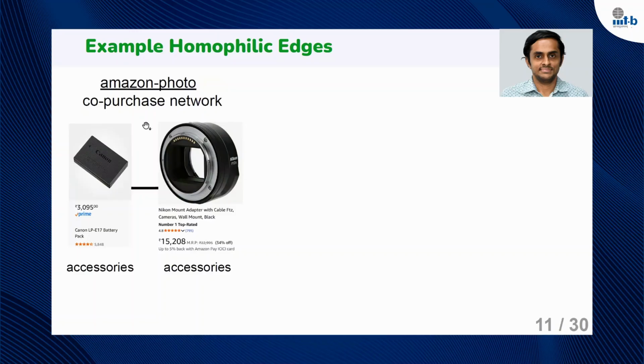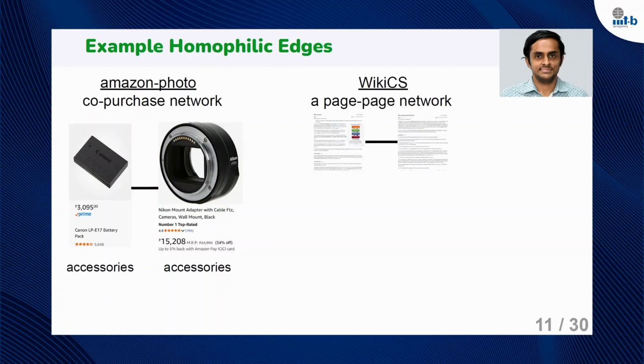So this is a homophilic example. If we look at this Amazon photo data set, you can see that items of the same type, for example accessories, tend to be co-purchased by a user. So it tends to be a homophilic edge.